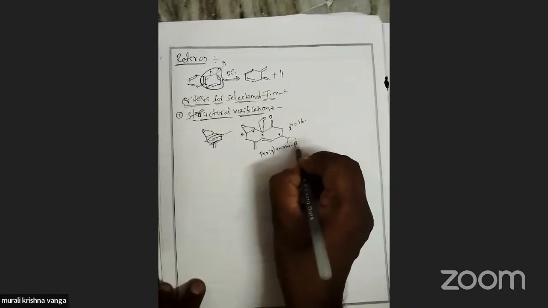Periplanon B is a hormone which is released by American cockroaches, that is Periplaneta americana. This is a hormone released by the American cockroach.